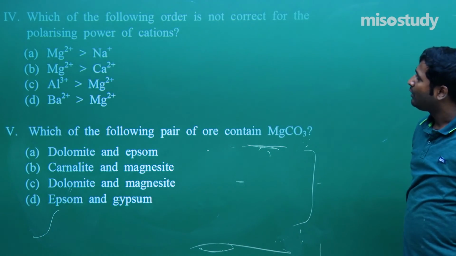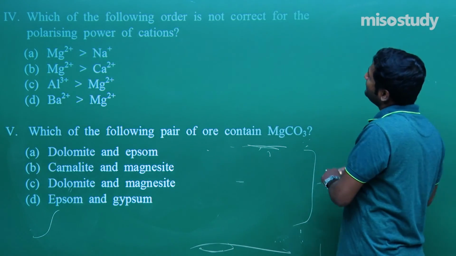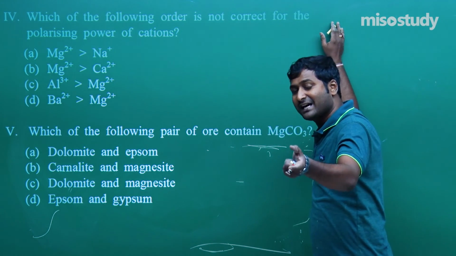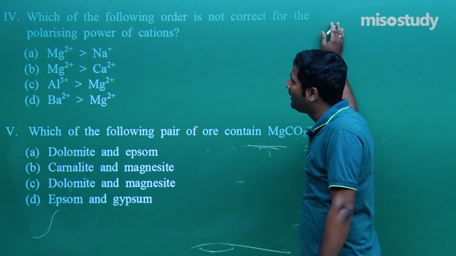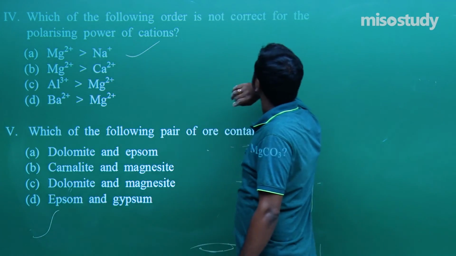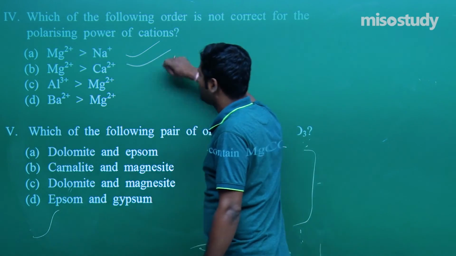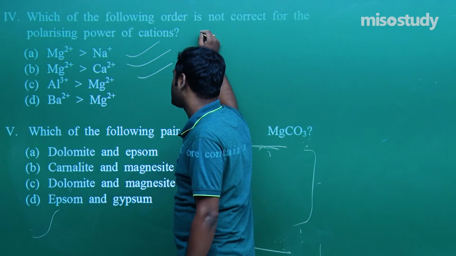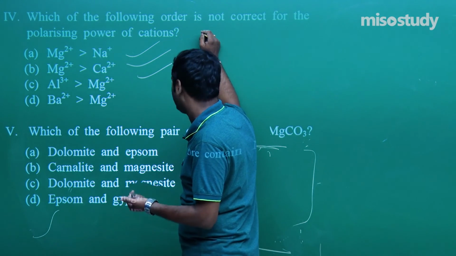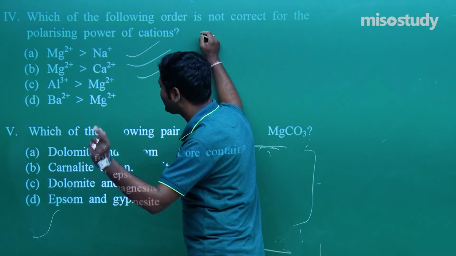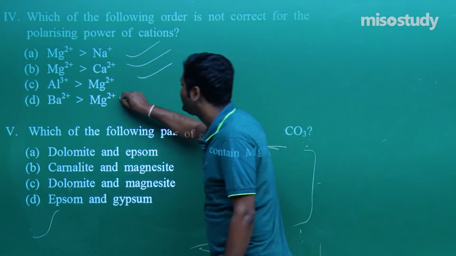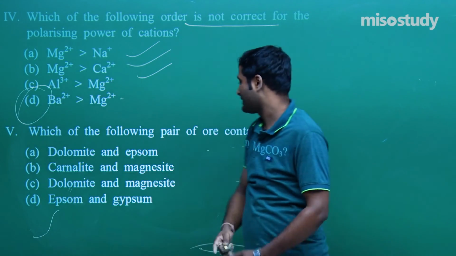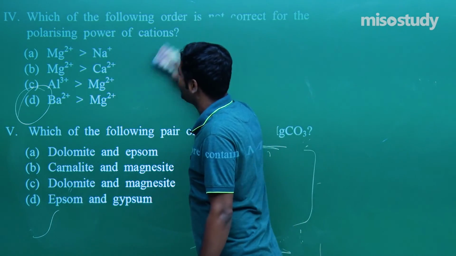Clear to you? Now, which of the following orders is not correct for the polarizing power of cations? As we know, the smaller the size of the cation, the higher the polarizing power. This one is correct. This one is also correct. Okay, sir, this one is also correct. Okay. Now Ba2+ has a small size? No, Ba2+ has a large size. The larger the size, the less the polarizing power. So D is the answer, because here is the not correct order. So D option is correct here.